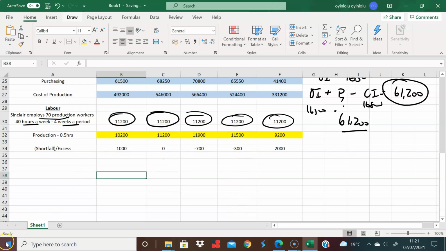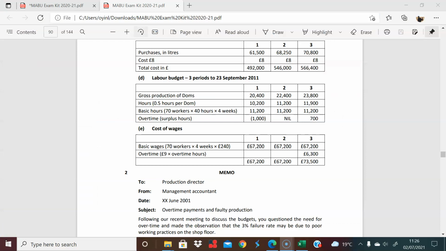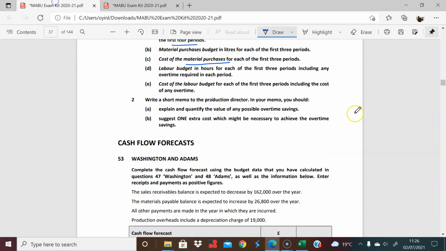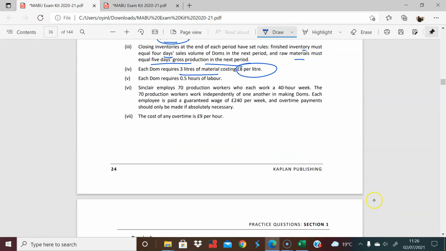We'll look at the costs in a second. Let's conclude with those last 2 points here. So the cost of wages, literally, we are told that they are paid a basic wage of 240, except when, of course, there's overtime. So in this case, that's your basic wage, 70 workers, 4 weeks, 240. I'll just show that to you in the question. It says here 70 workers are paid 240, guaranteed 240 a week, and overtime is only paid when necessary.